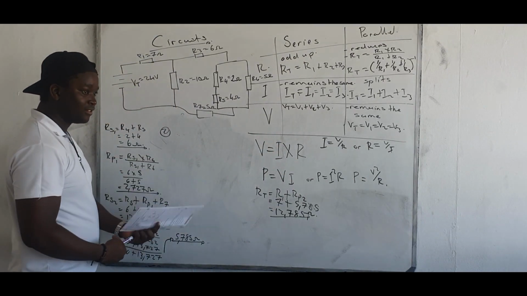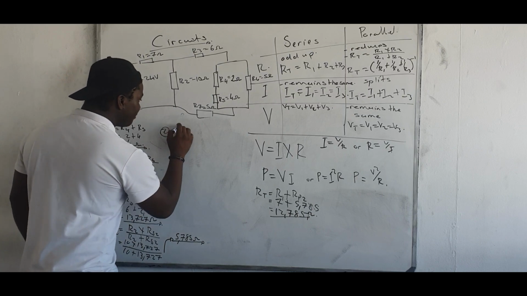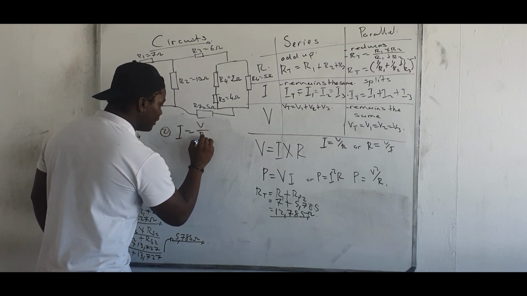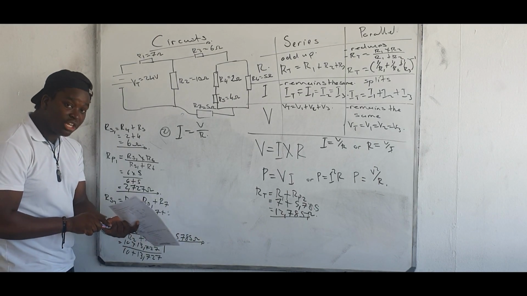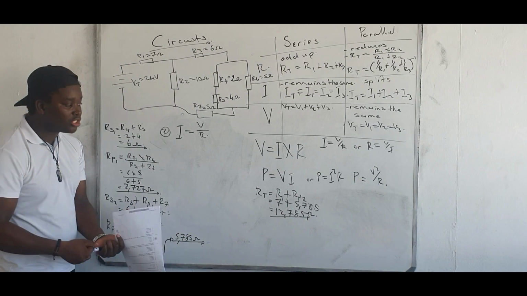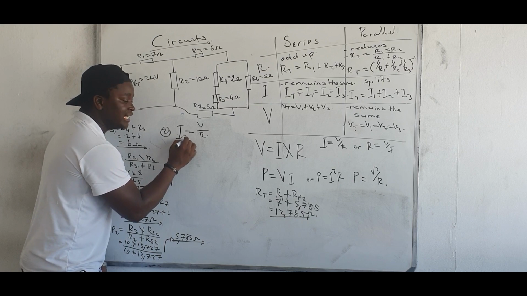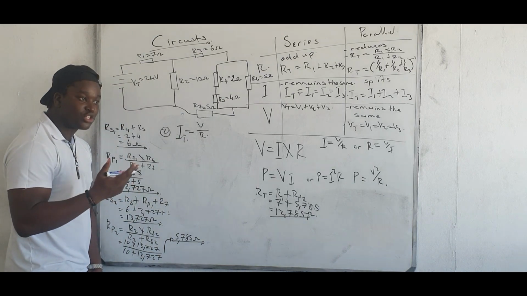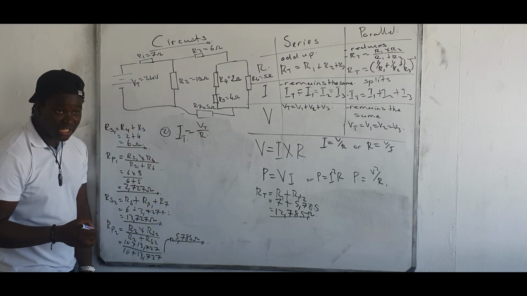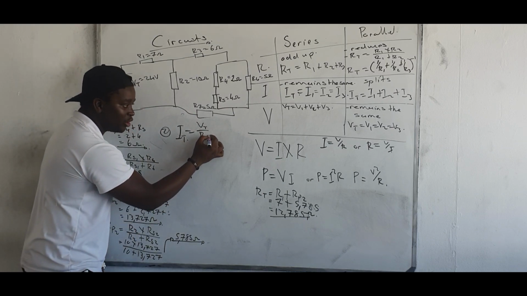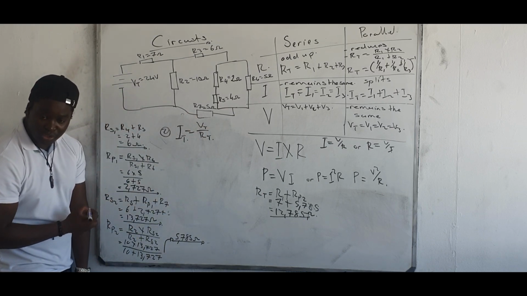It's I is equal to V over R. Now let's personalize this question. The question says, calculate the total current. Total current, you call it IT. In order to get the total current, we use the total voltage, which is VT, and divide it by the total resistance, which is RT. Are we together? Yes, sir.